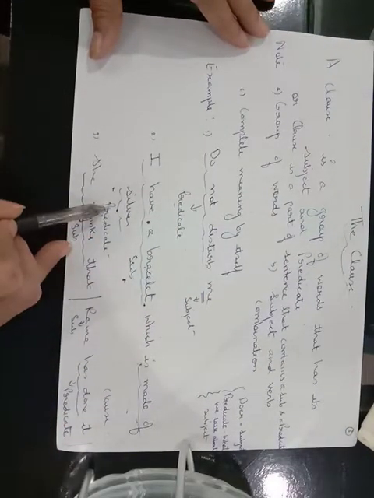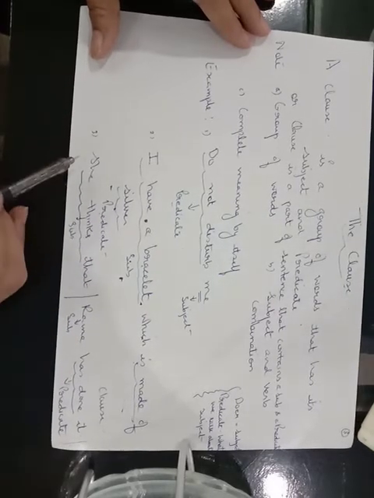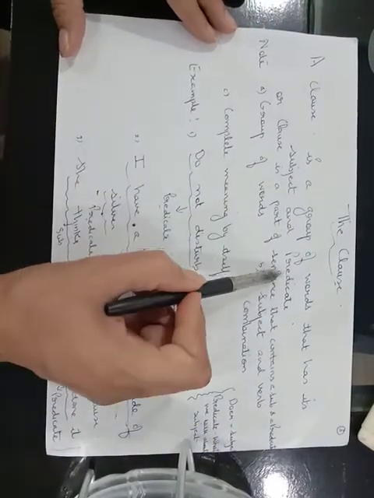I have a bracelet which is made of silver. Is it conveying the full meaning? Yes. She thinks that Rama has done it. Does the sentence convey the full meaning? Yes. So when a group of words has a subject and predicate, that sentence is known as a clause.